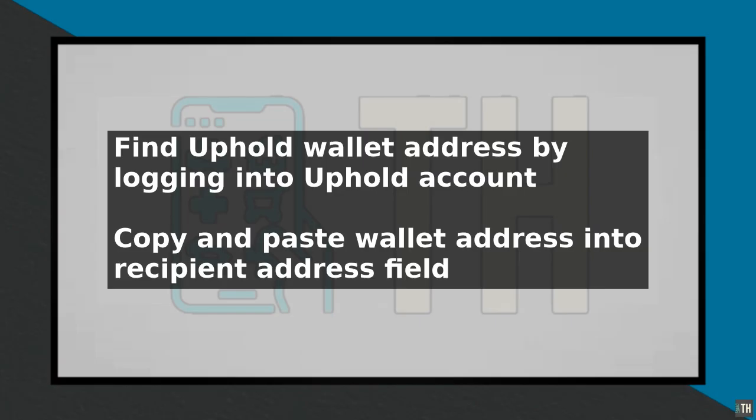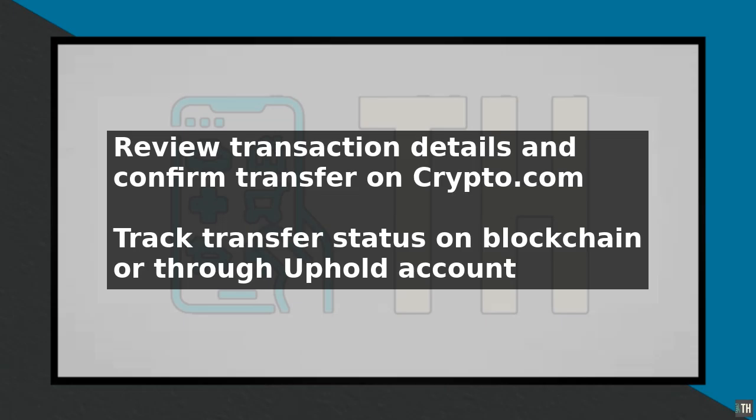Then confirm the transaction. The transfer may take some time to process, depending on the cryptocurrency and the network congestion. You can track the status of the transfer on the blockchain or through your Uphold account. Once the transfer is complete, the funds will be available in your Uphold account.